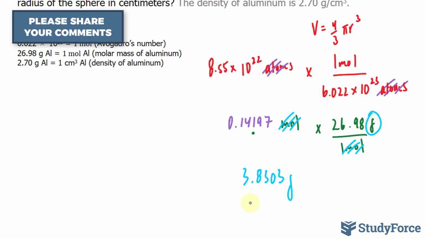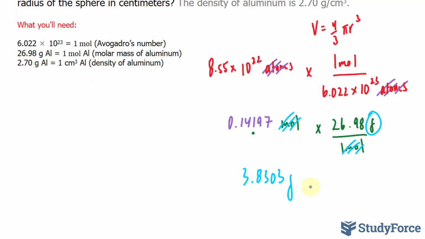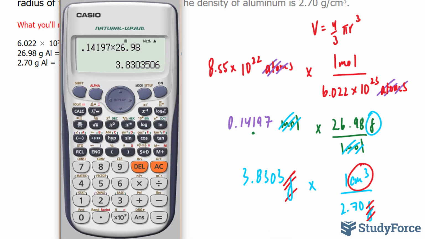The density of aluminum is given to us right here. And what I will do is multiply this number by 1 centimeter cubed over 2.70 grams. The reason why I'm orienting this way is so that this unit and this unit will cancel out, leaving me with simply centimeters cubed. My final answer should have 3 significant figures.